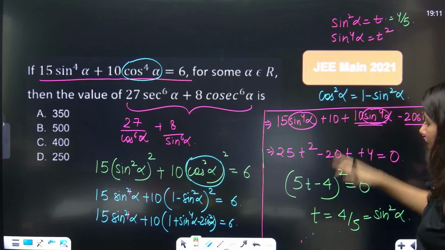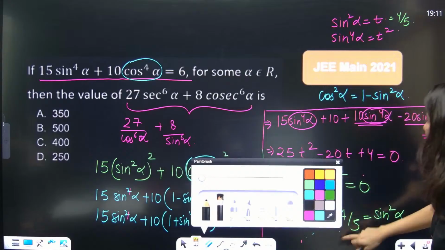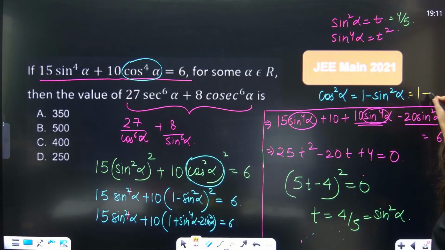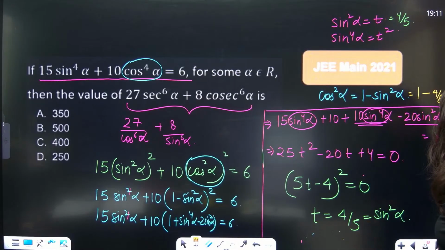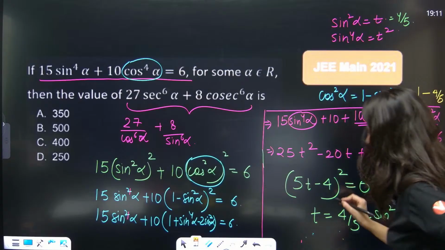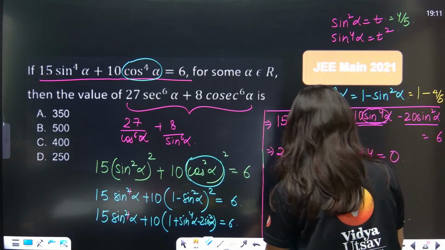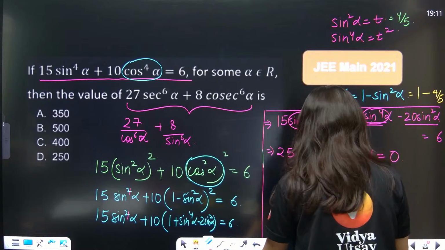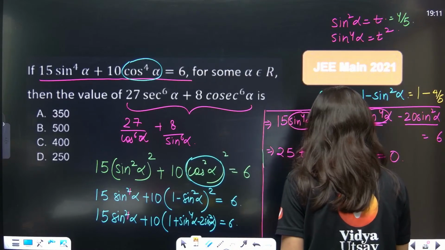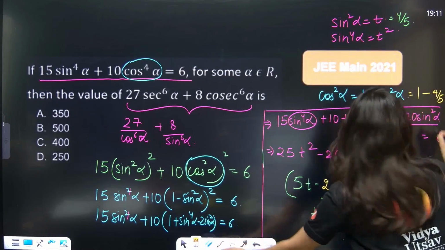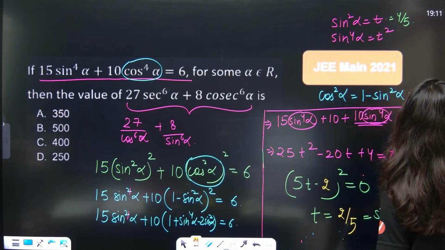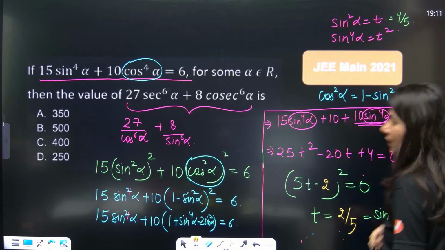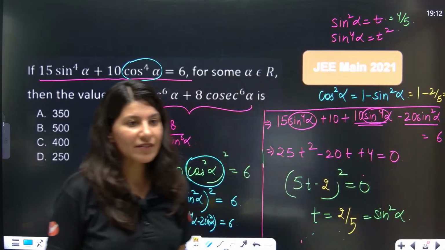And cos square alpha is what? Cos square alpha is 1 minus sine square alpha. So 1 minus 4 by 5 will be, oops, sorry, this is 5t minus 2 whole square. Sorry, this is your 2. So t is nothing but 2 by 5. Sine square alpha is 2 by 5. Then cos square alpha is 1 minus 2 by 5, which is 3 by 5.